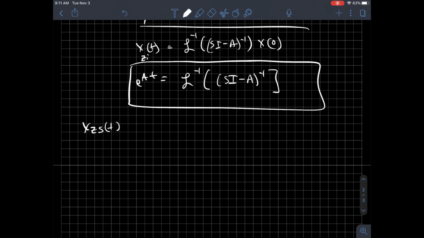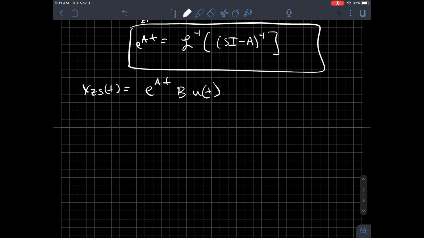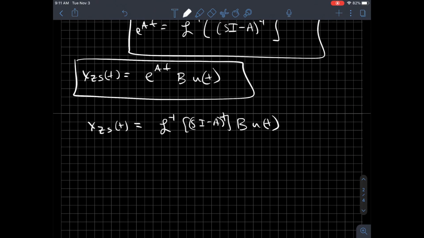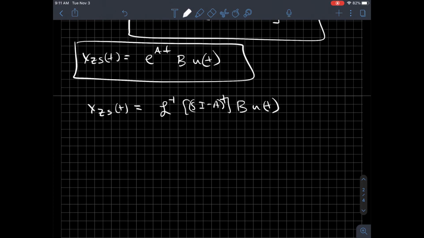Let's look at the zero state response. x zero state of t is equal to e to the At B u of t. In other words, x zero state of t is equal to the inverse Laplace transform of (sI minus A) inverse times B u of t. I don't want to do the whole proof here, but it is worth stating the value.